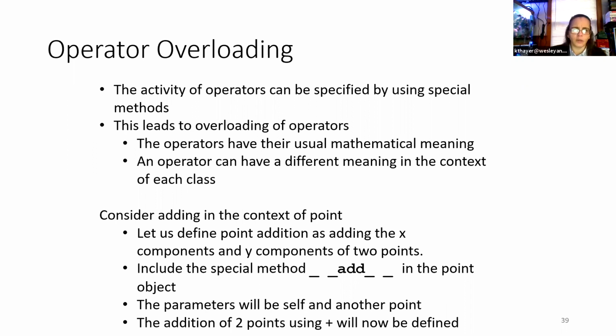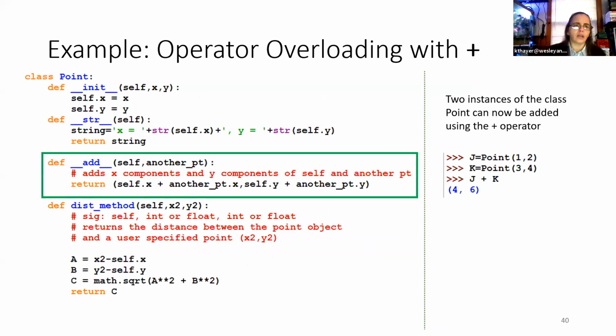So let's define a point addition as adding the x components and y components of 2 points. Include the special method add in the point object. The parameter will be self and another point. Addition of 2 points will use plus, and that will then become defined. So let's see how that would actually work.